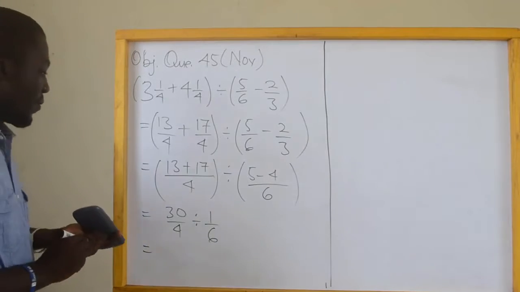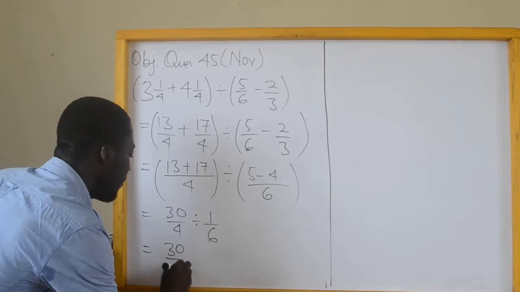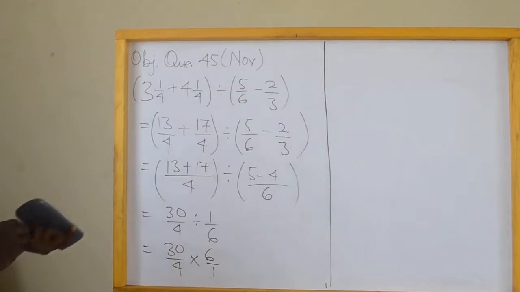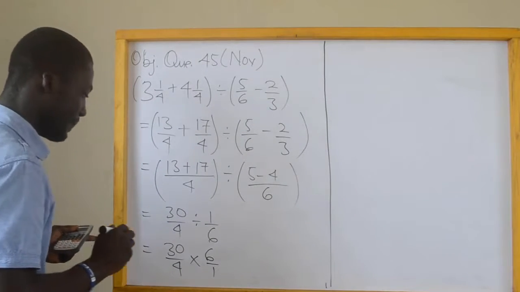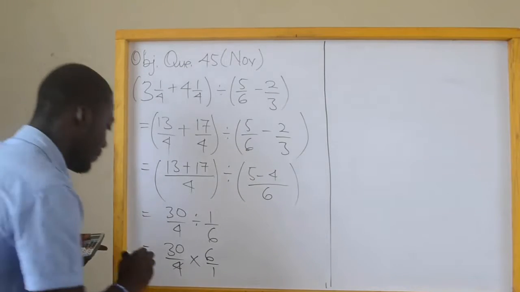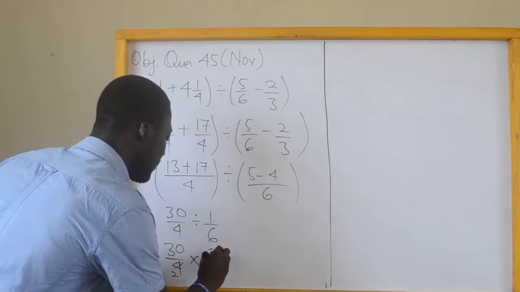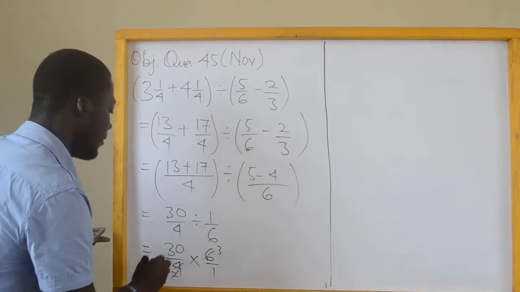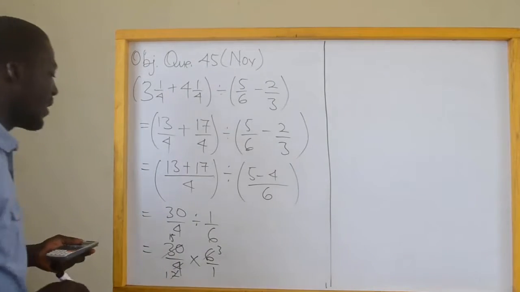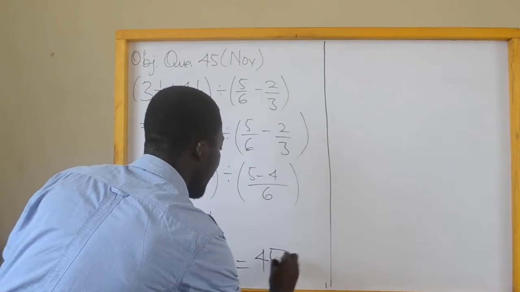So we can rewrite this as 30 over 4 times 6 over 1. And our next step, 2 goes into 4, 2 goes into 6, 3, 2 goes into itself, 1, 2 goes into 30, which is 15. So we get 15 times 3, which is 45.